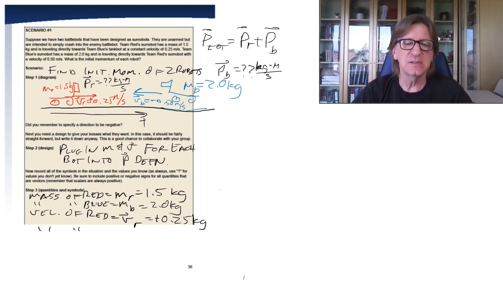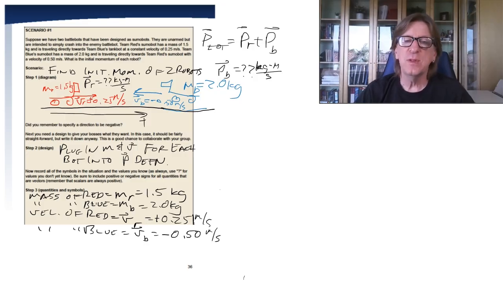So our velocity of blue then, we decided that was going to be VB, and looking it up at our notes here, that was negative 0.50. Whoops, that would not be kilograms, would it? I hope not for velocity. That would be meters per second, and that would be meters per second. There we go.